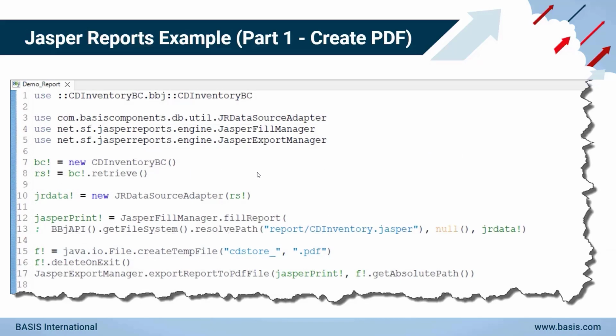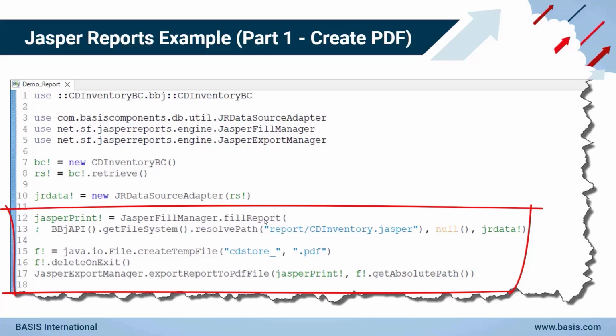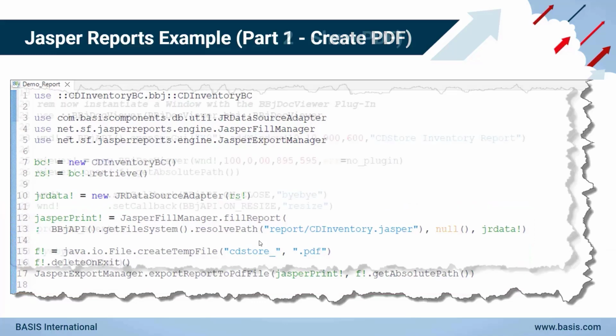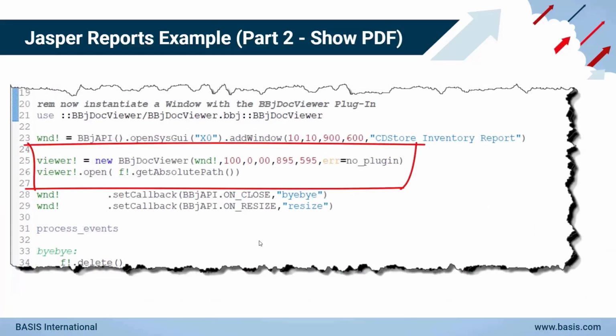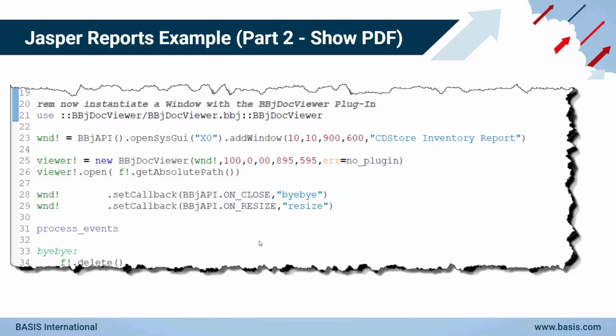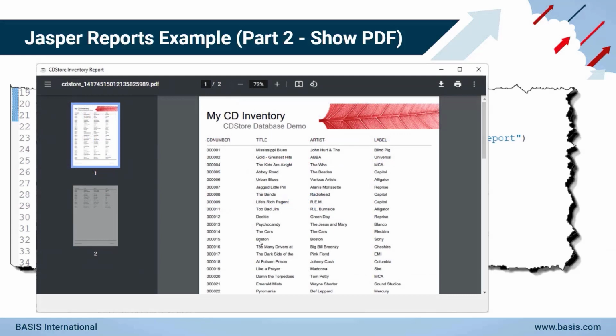In order to feed the data into Jasper Reports, we again use the retrieve method, and then we use the JR data source adapter to convert the result set into a data source for Jasper. We use Jasper's fill report method to fill the report that we have prepared before with the data structure we have obtained. Then we simply create a PDF file with our report output on disk. In the second part of the program, we use the BBjDocViewer plugin to show the PDF in a BBjDocViewer window. And voila, here's our report filled from the BC class directly.